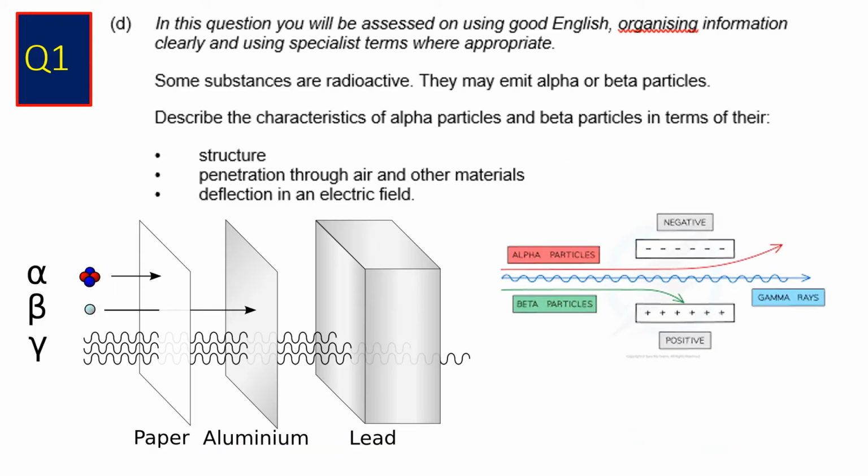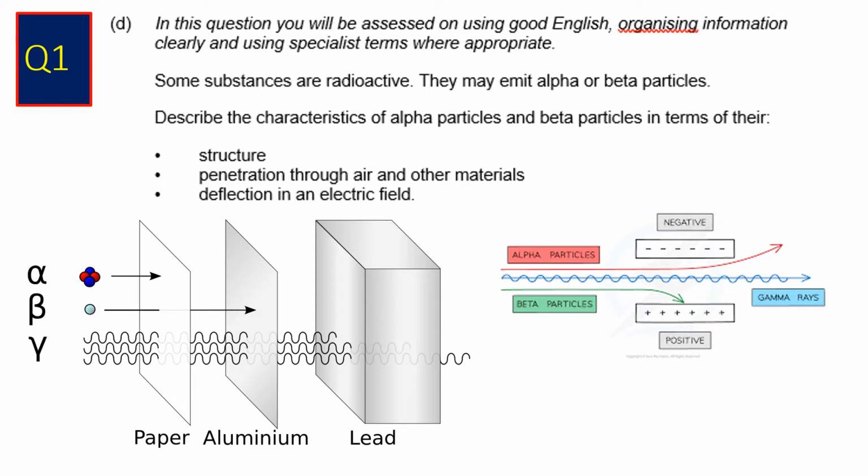Part D. In this question, you will be assessed on using good English, organising information clearly and using specialist terms where appropriate. Some substances are radioactive. They may emit alpha or beta particles. Describe the characteristics of alpha particles and beta particles in terms of their structure, penetration through air and other materials, and deflection in an electron field.